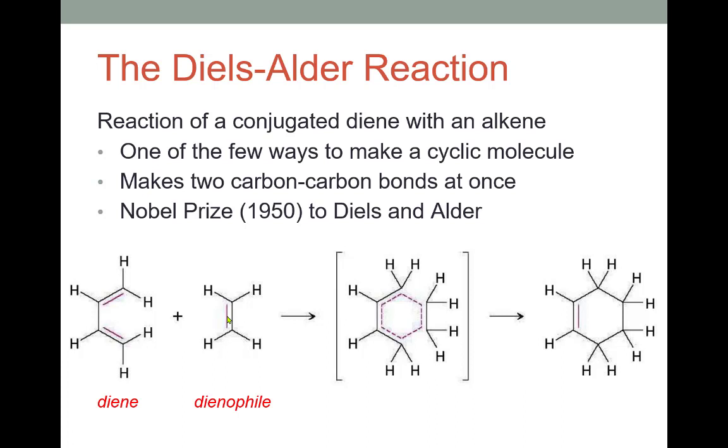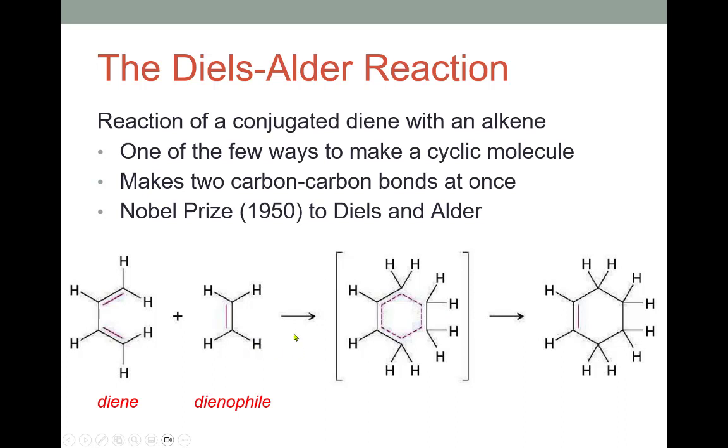But what this allows us to do is to form a cyclic molecule. It's one of only a few ways we have in the test tube to form a ring. And so this is a really cool one to remember. It has been shown to make 2 carbon-carbon bonds at once. We have this simultaneous reaction across all 6 of these carbons. And it resulted in the Nobel Prize to a couple of scientists called Diels and Alder.